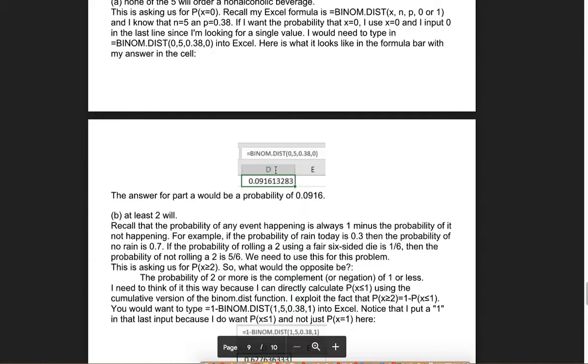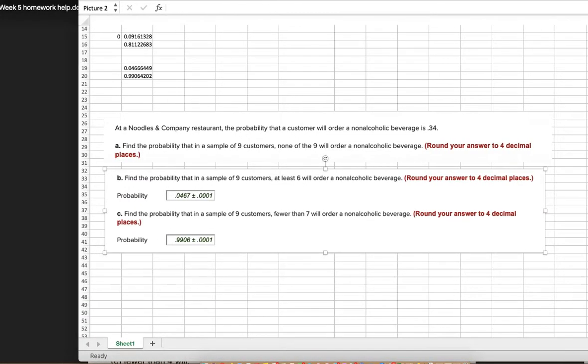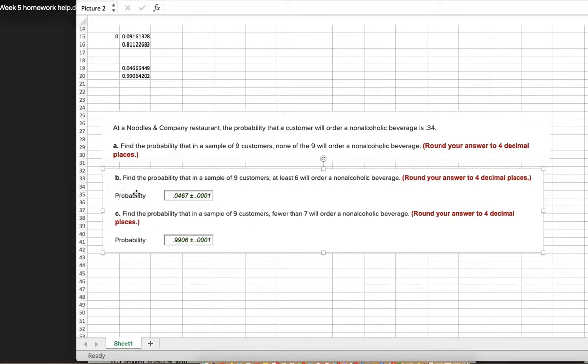This is not just simple probability, and I'm going to be going over the problem that I have, which, let's look at B. So this is Noodles and Company restaurant. The probability that a customer will order a non-alcoholic beverage is 0.34. So find the probability that in a sample of 9 customers, at least 6 will order a non-alcoholic beverage.